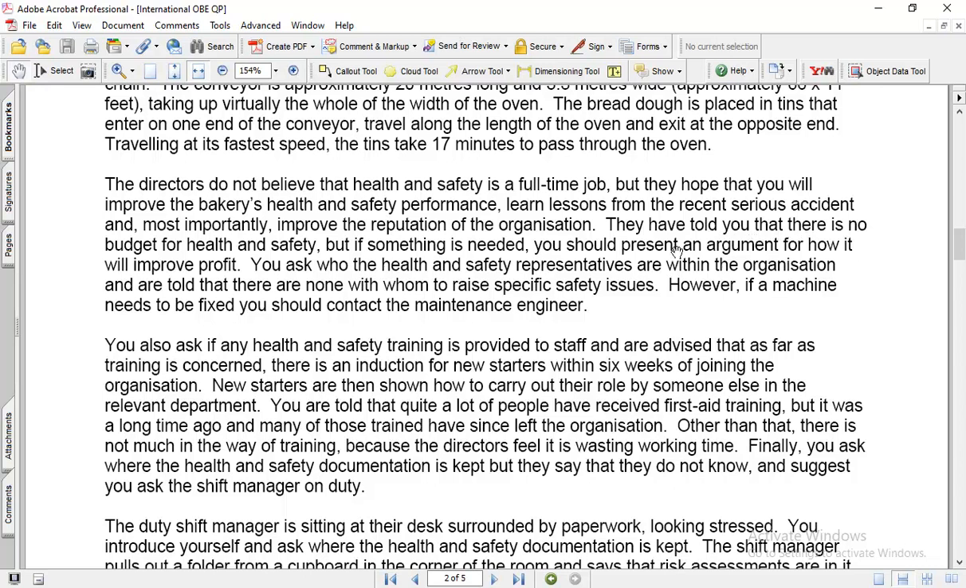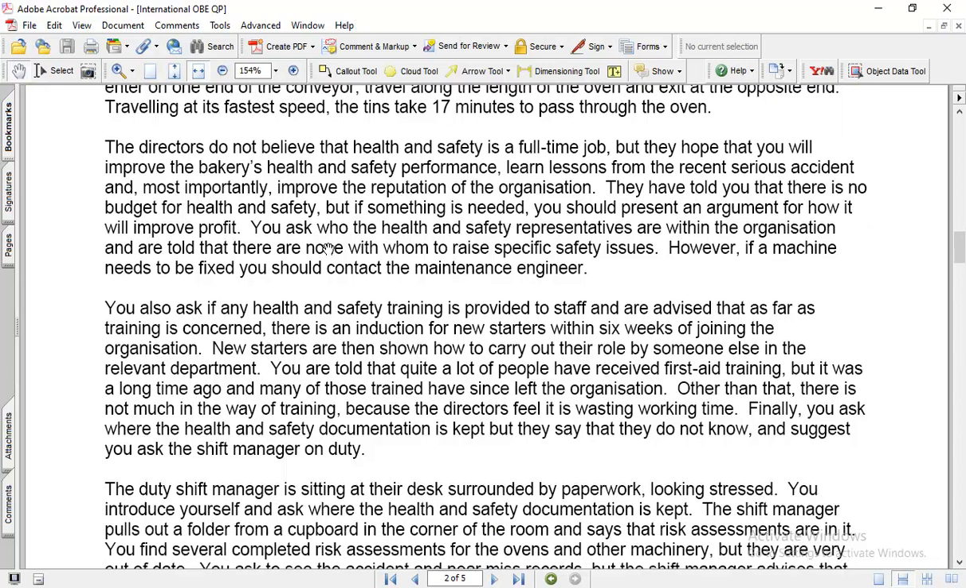They have told you that there is no budget for health and safety, but if something is needed, you should present an argument for how it will improve profit. So there are no arrangements for budget regarding health and safety, but if something is required, you have to argue for it, how it can improve the profit. So the second point, there are no arrangements for budget regarding health and safety.